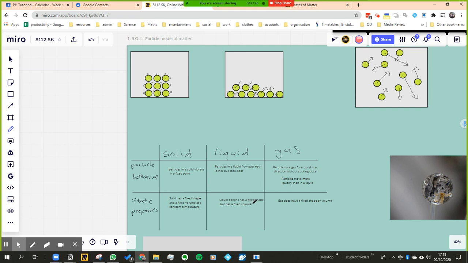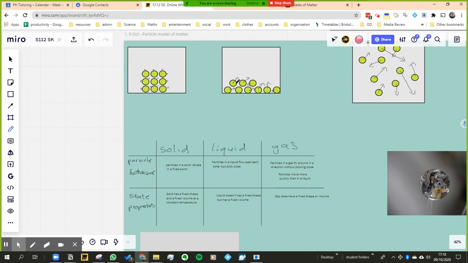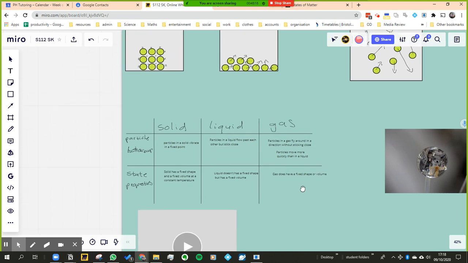A liquid doesn't have a fixed shape, so it will just take the shape of the container, but it does have a fixed volume. You can measure the volume of a liquid. You pour it inside a measuring cylinder and it all sits at the bottom, so you can read what volume it's taking up. If you poured a load of gas into a measuring cylinder, it would just spill out and go all over the lab. So it doesn't work. So gases do not have a fixed shape or a fixed volume. So hopefully you can see how these models explain those properties.